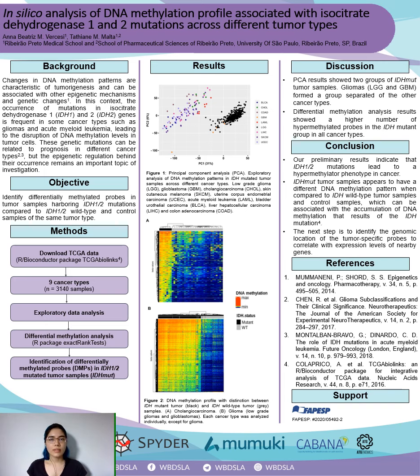For this analysis, I used R language in the RStudio environment. First, I downloaded DNA methylation data from the TCGA database of 9 cancer types. These cancer types are the ones that showed the highest occurrence rates of IDH1 and IDH2 mutations in the TCGA database.